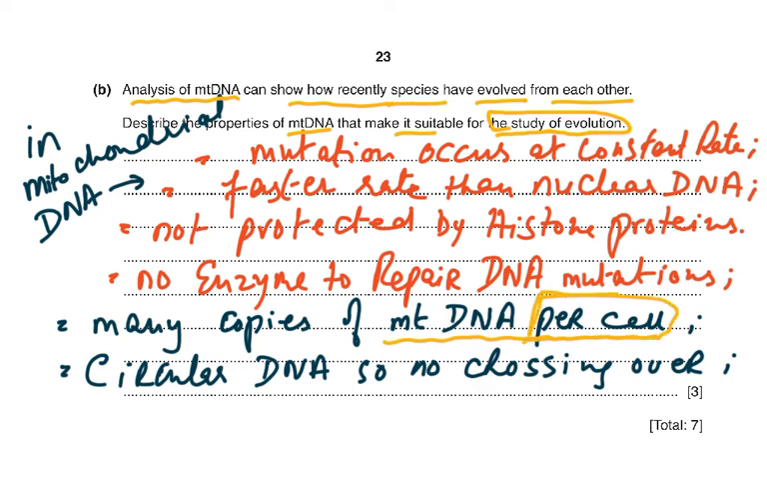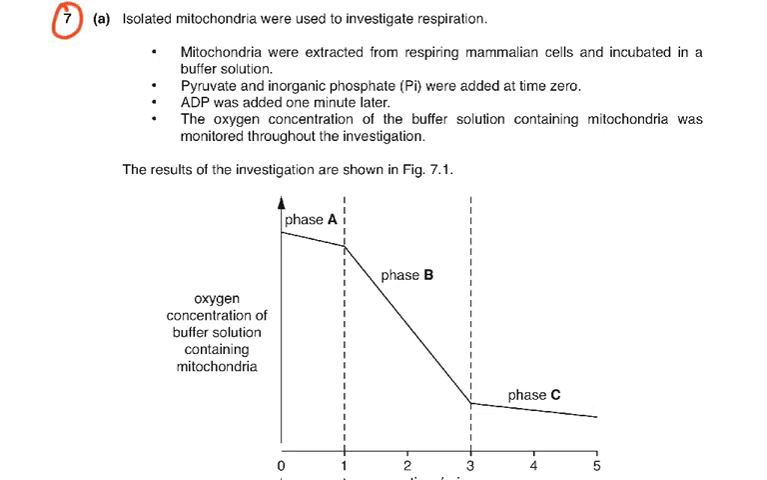That is the important word that you're supposed to use. And circular DNA. Why? Because mitochondria have a circular DNA. So there's no crossing over. Crossing over can only occur between linear DNA, chromosomes. So there's no crossing over here. And that, of course, is why it is a better idea to study these when we are studying the study of evolution. Do question 7a.